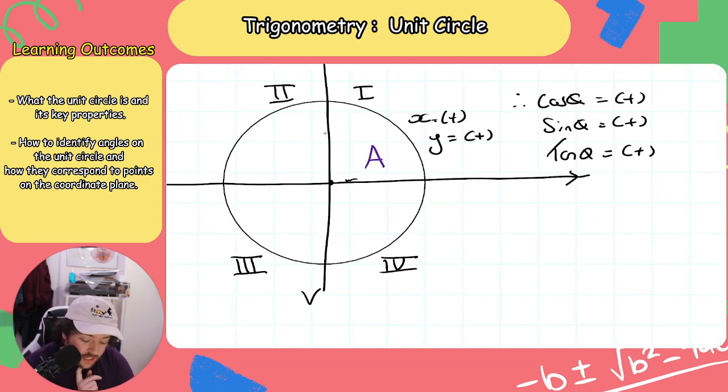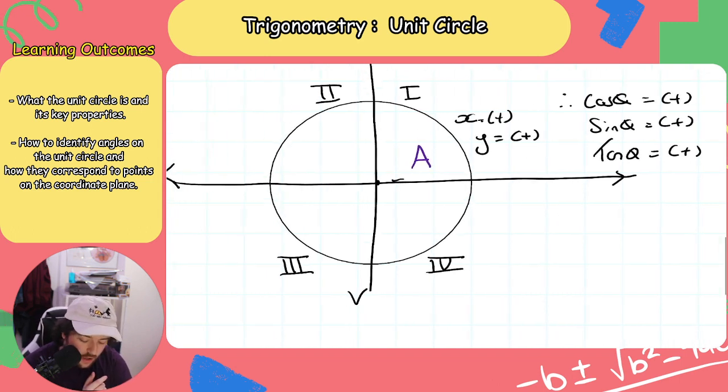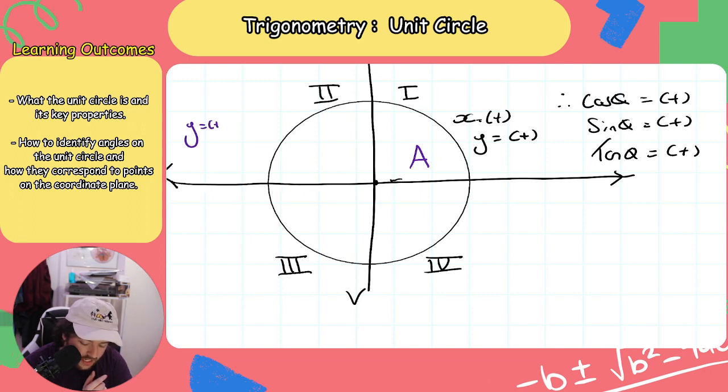My y values are still positive because it lies above the x-axis. So y is positive, therefore sine is positive. So sine of any angle between 90 and 180 is going to be positive. But what about cos? Now I'm entering the negative territory on my x-axis. So my x-coordinate, or my cosine of the angle, is going to be negative. So cosine of angles between 90 and 180 are going to be negative.